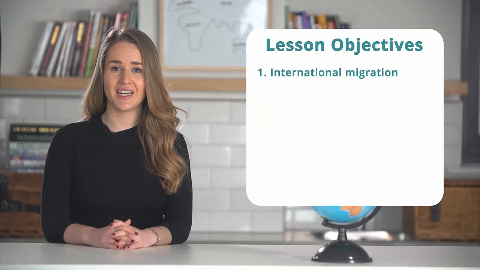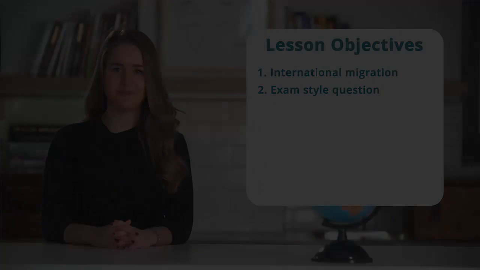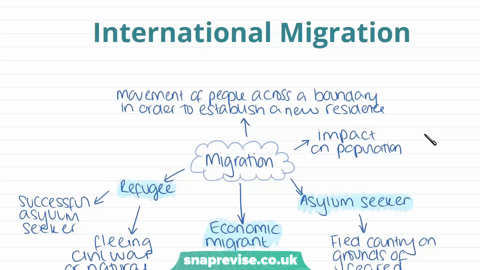Hi guys, in this video we will be learning about international migration and its implications, as well as answering an exam-style question. In previous videos we've learnt about population change and how this changes in relation to changes in birth rate, death rate, life expectancy, all in relation to development. But another major component of population change is migration.